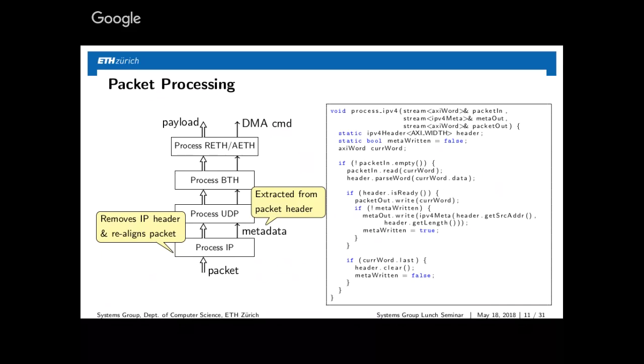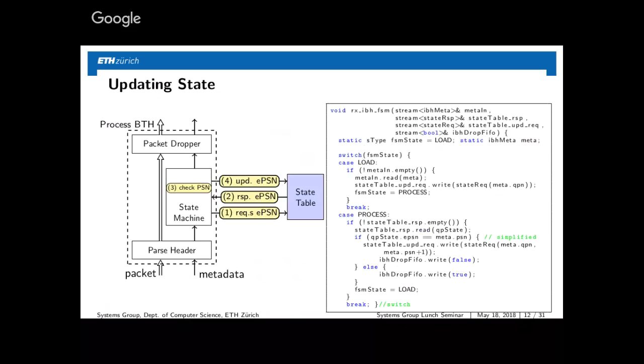So these words are essentially forwarded. At the same time, we also write out the metadata that we extracted, in this case, for instance, the source address and the length of the packet. Then once we consume the whole packet, we get this last flag, and we reset this header object and also some other flags. So that's how this can be implemented in HLS.